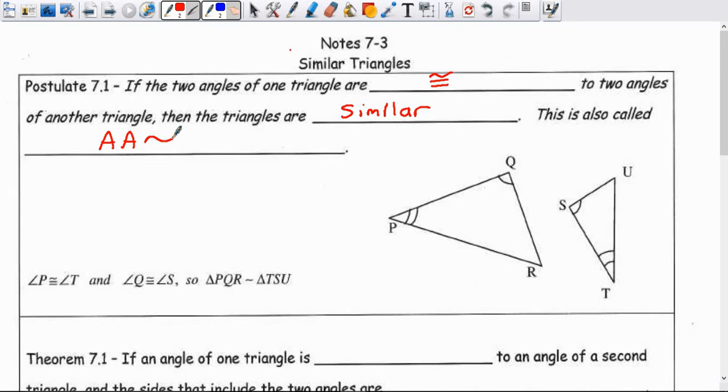So in the picture below, they tell us that angle P is congruent to angle T, and that angle Q is congruent to angle S. Whenever that happens, we know that these two triangles would automatically be similar by angle-angle similarity, okay?